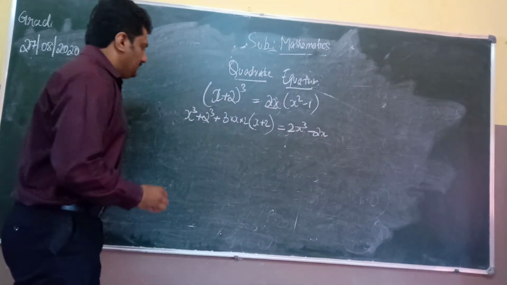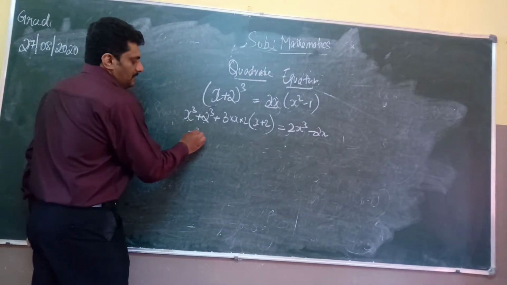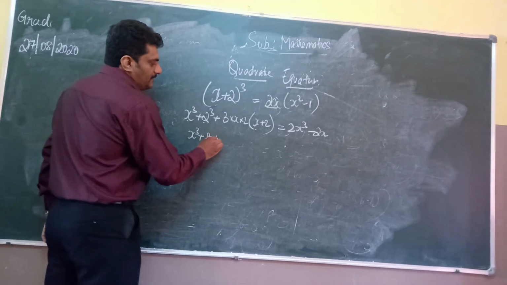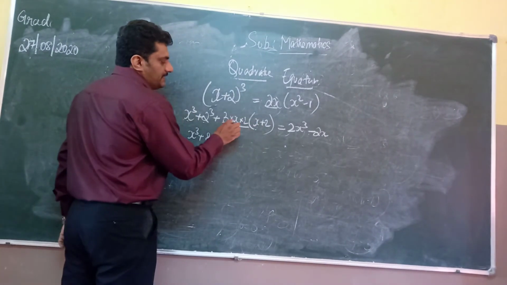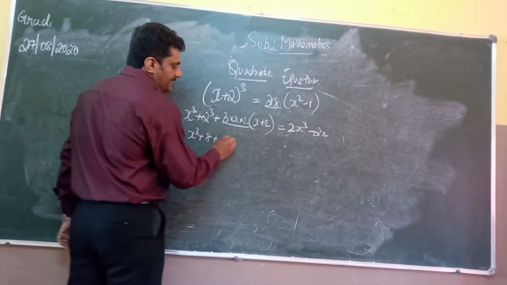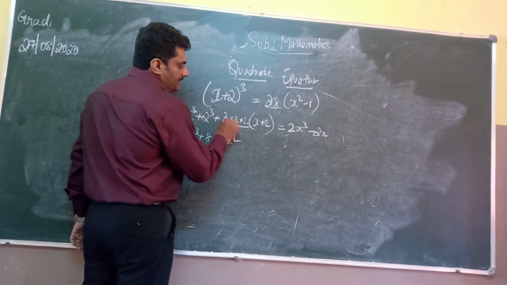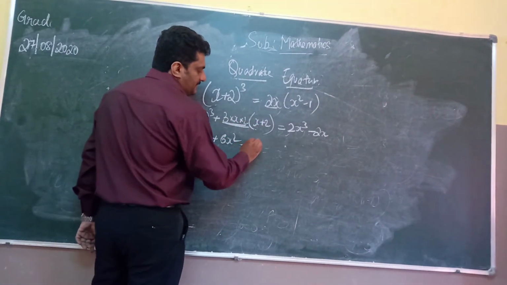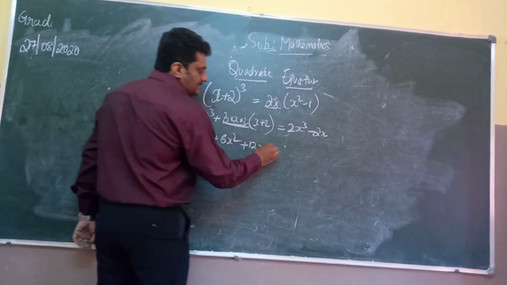What do we get? x cube plus 8 plus, how much is this? 3x times 2 is 6x, into x, 6x square. 6x into 2 plus 12x. Get these to the side.